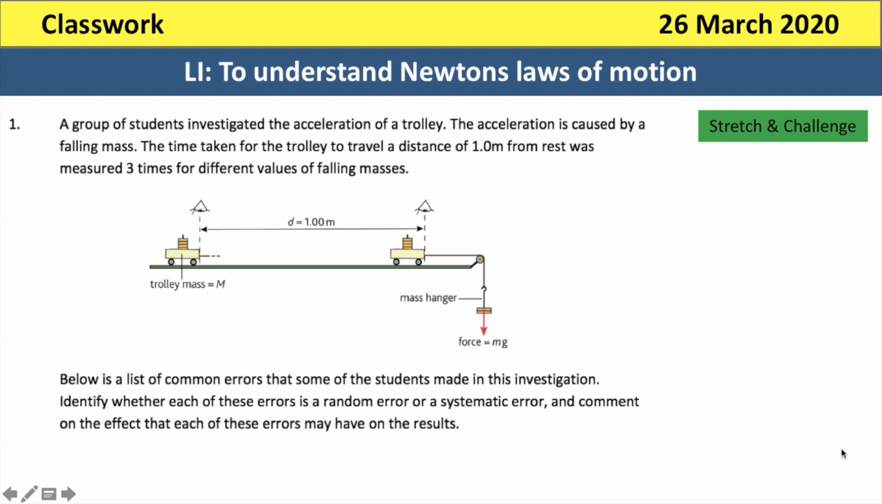It says a group of students investigated the acceleration of a trolley. The acceleration is caused by a falling mass. The time taken for the trolley to travel a distance of 1 metre from rest was measured 3 times for different values of falling masses. Below is a list of common errors that some of the students made in this investigation. We need to identify whether each of these errors is a random error or a systematic error and comment on the effect that each of these errors may have on the results.